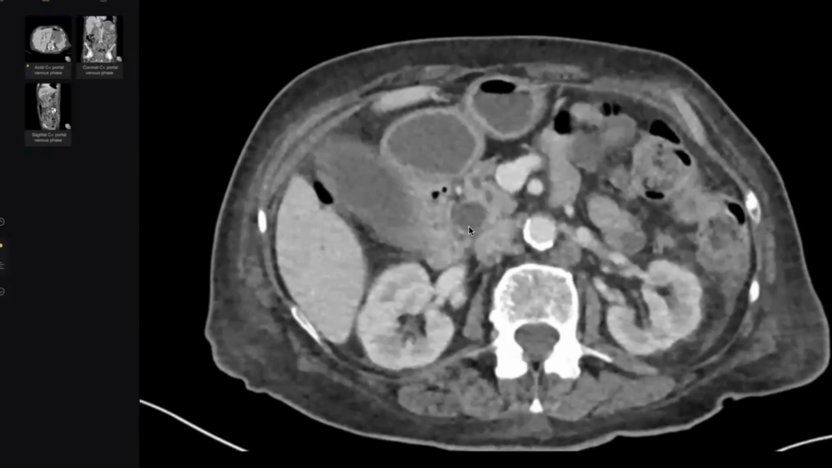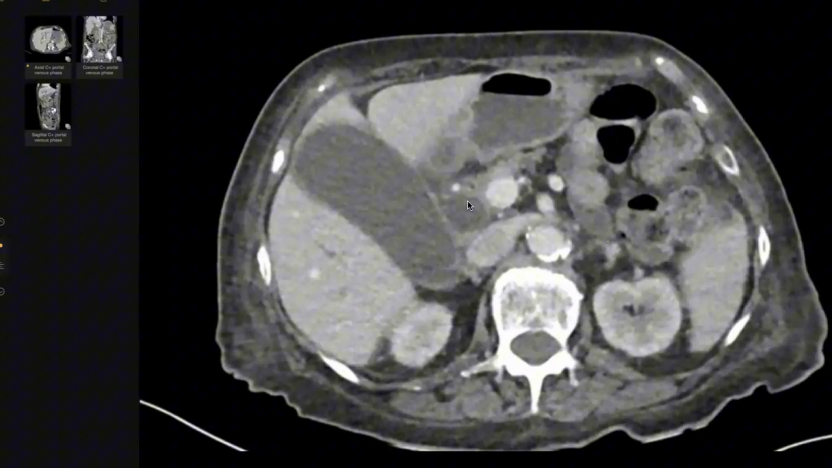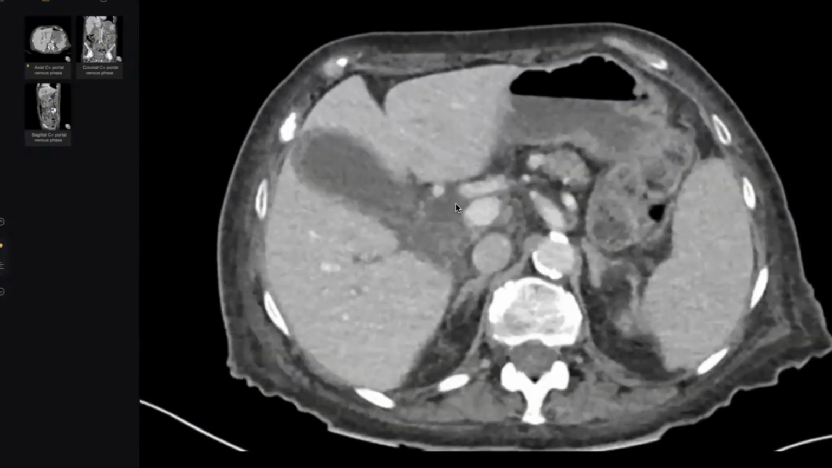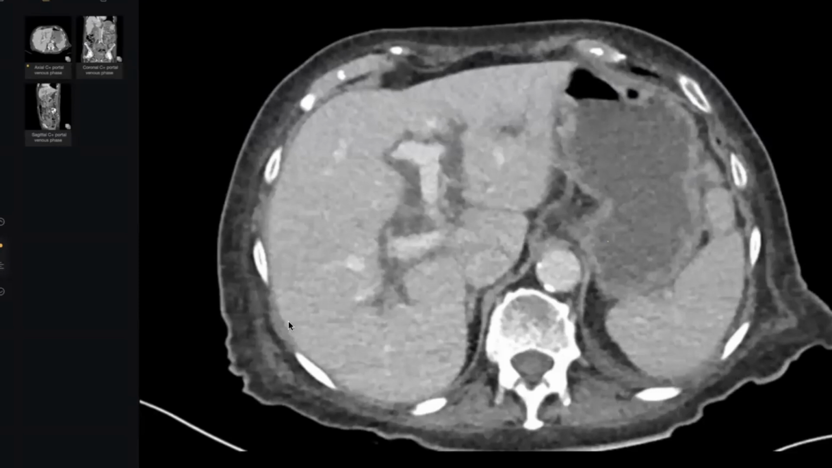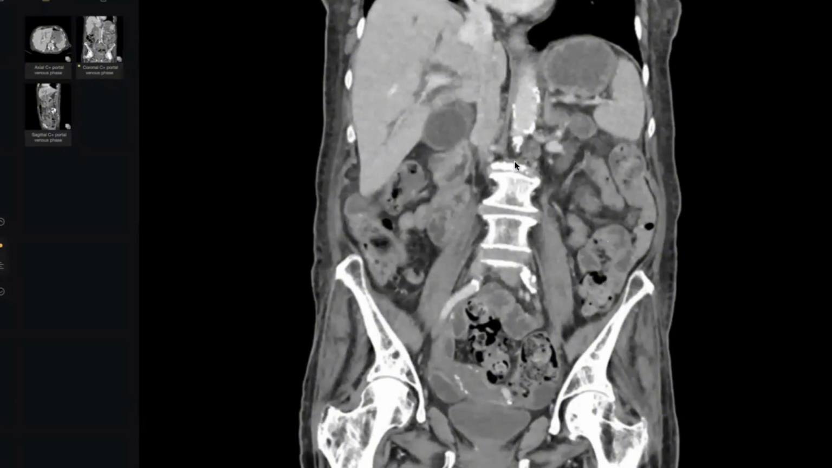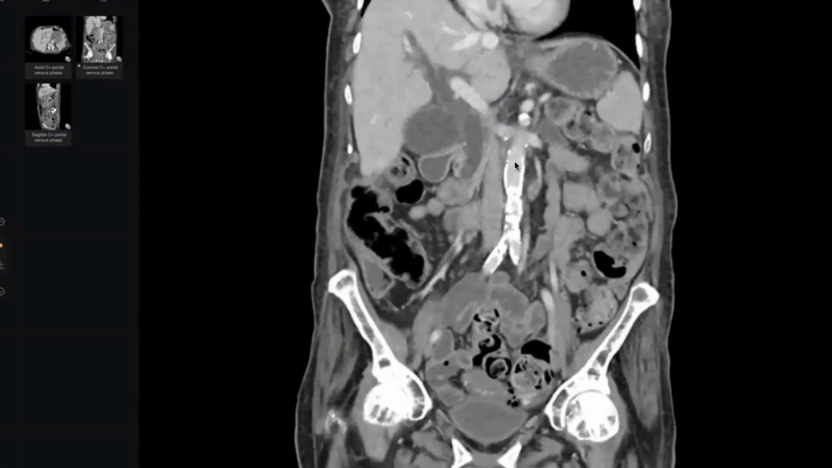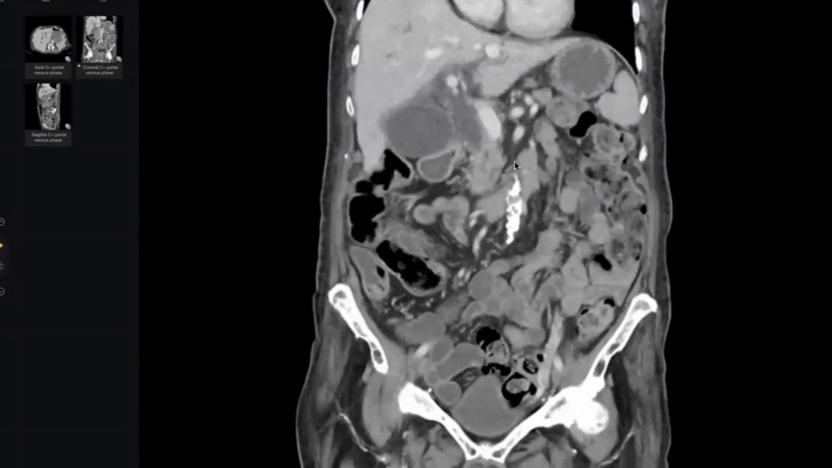This is the common bile duct. Follow it here. What is this? This is biliary dilatation. And the gallbladder is distended. The patient has fever. I can see the calculi in the distal part of the gallbladder.